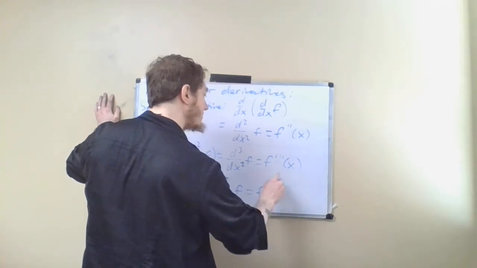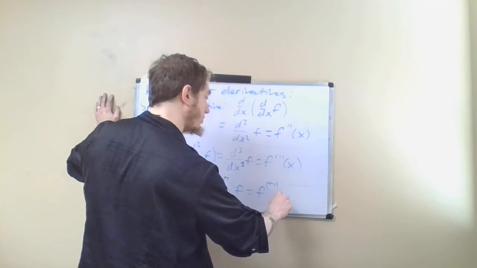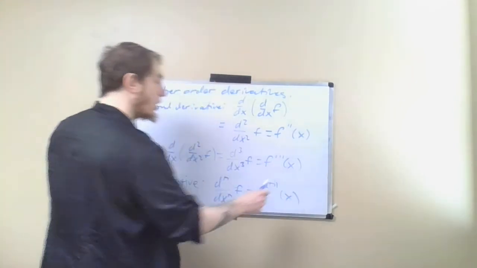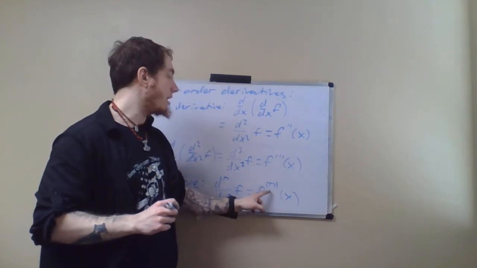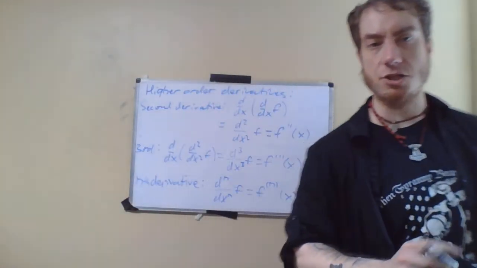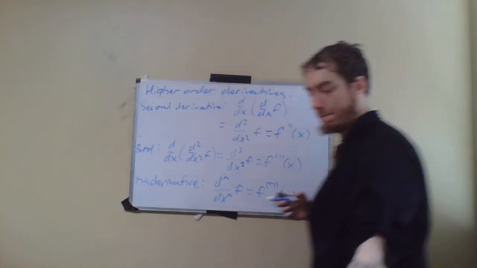Instead of using primes, if you go with more than 3, you just put the n in parentheses up here. We use parentheses to make sure it's clear this isn't an exponent. But if you put the n in parentheses, that means you take n derivatives of this thing.